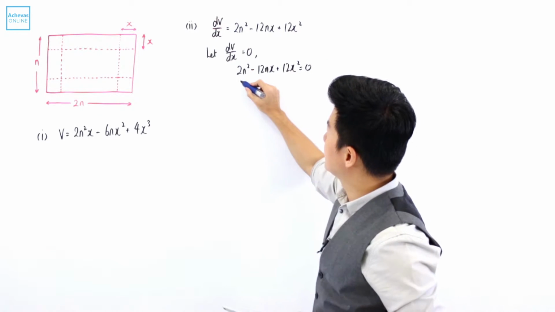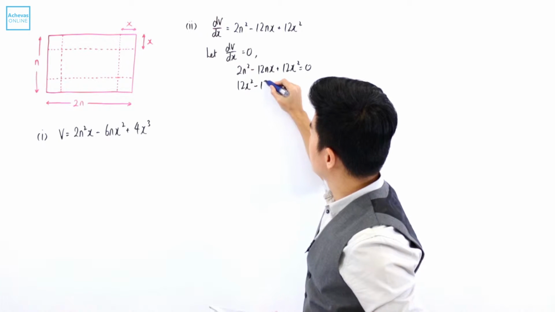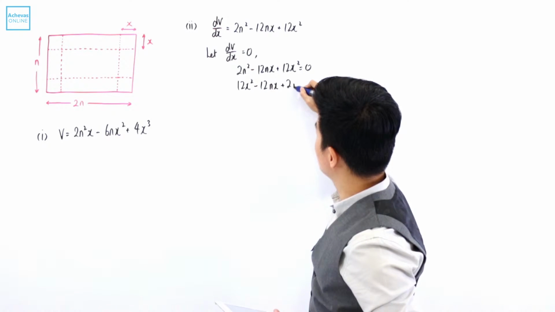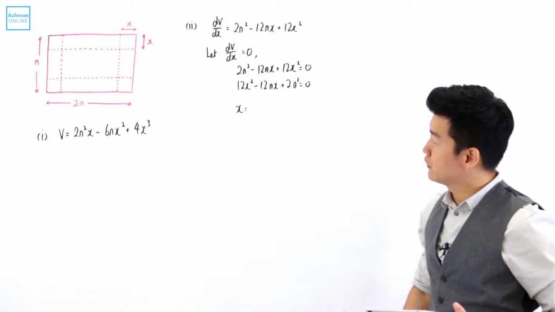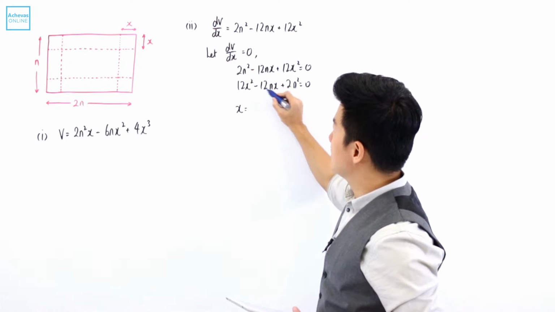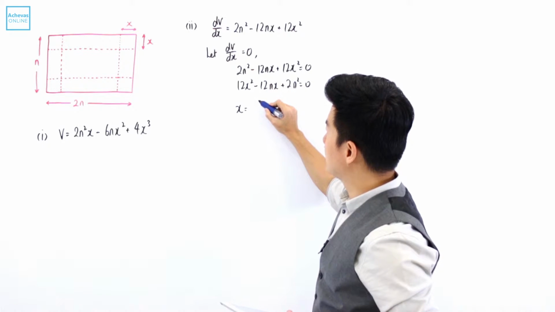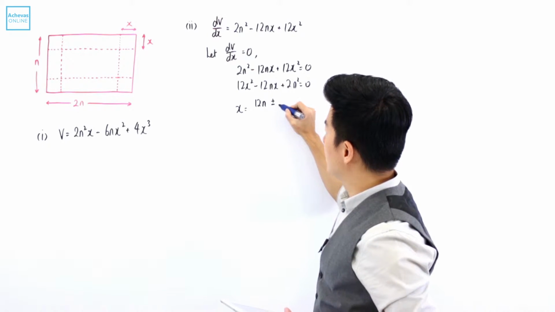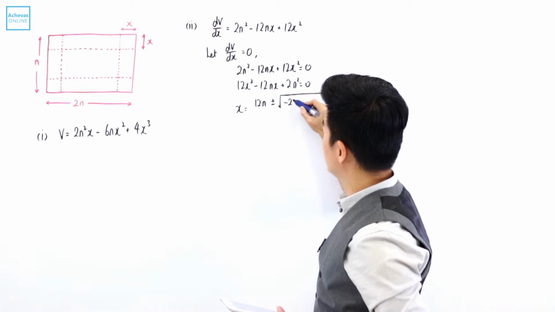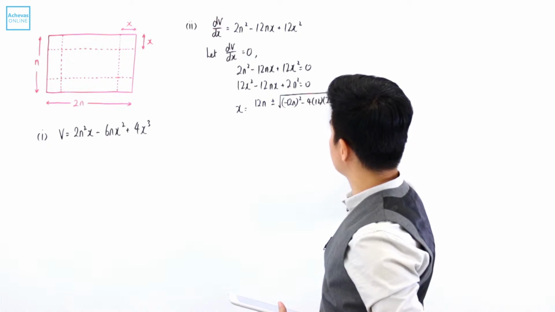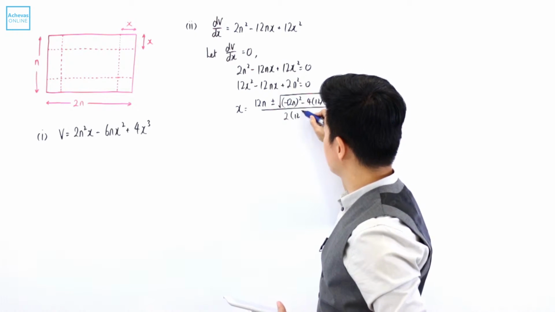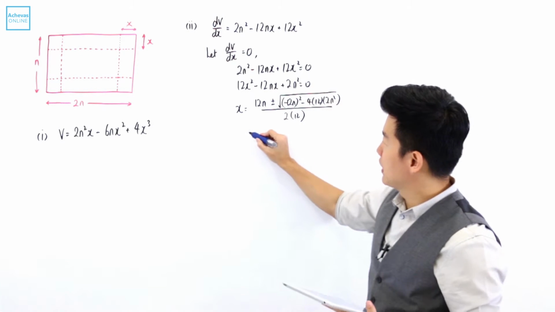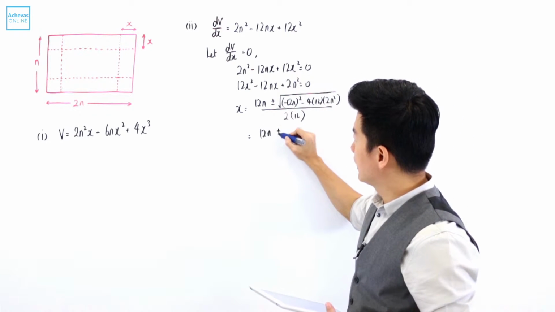Or if I were to rewrite this, 12x squared minus 12nx plus 2n squared is equal to 0. To solve for x, I'll just make use of the quadratic formula. Minus b is minus 12n, so minus b will be just 12n plus or minus the square root of b squared minus 4ac, divided by 2a. So what we will have is 12n plus or minus this.